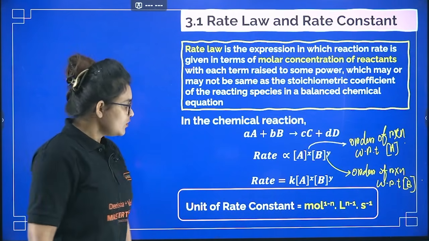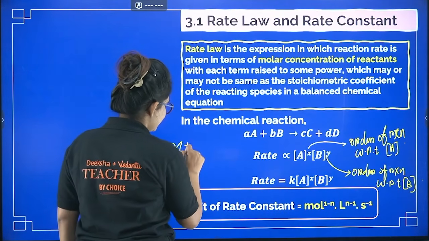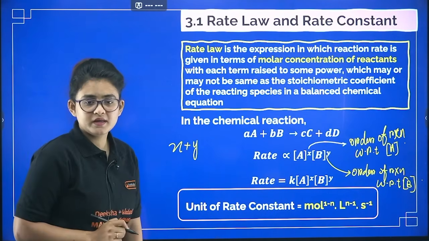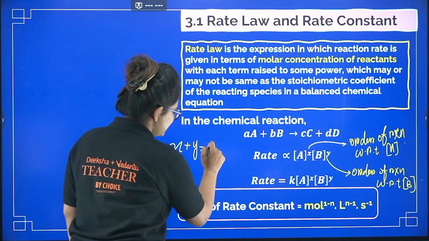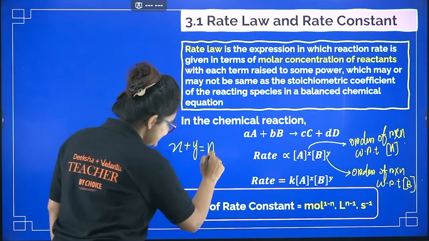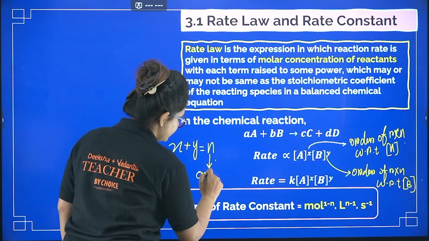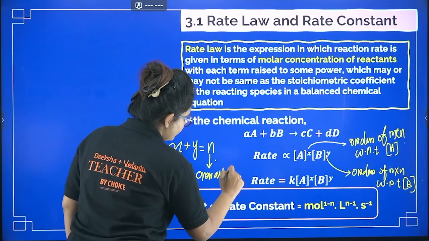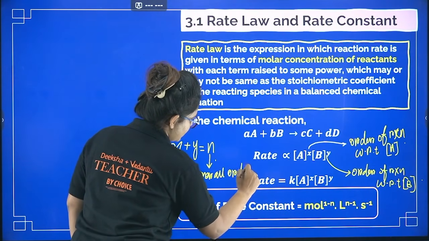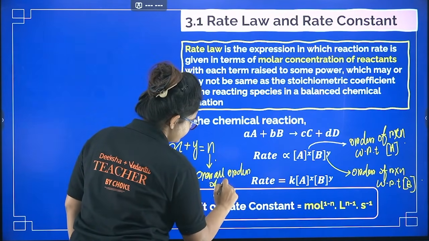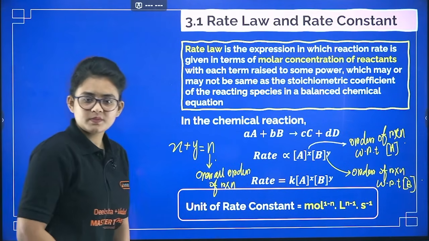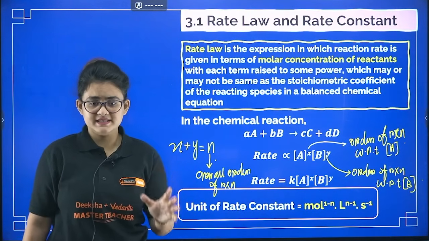Okay, now if I find out x plus y, it will give me, let's say, n. So n is called the overall order of the reaction. I guess now the concept is clear.